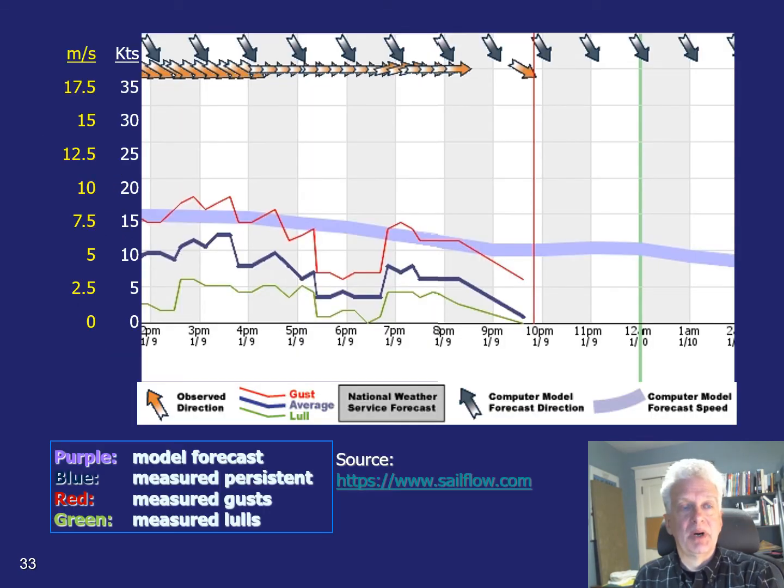Here's samples from a wind reporting site that shows what the model forecast had been for the day in the thick purple line that tracks along the top, and then the actual measurements hour by hour showing the blue line was the persistent wind, green line were the lulls, and the red line were the gusts at each hour. And you can see that the forecast was a little optimistic that day. So the gusts were meeting the forecast level, but the sustained winds were below. And then from sort of 5:30 to 6:45, there was a really big lull that was quite a bit below forecast.